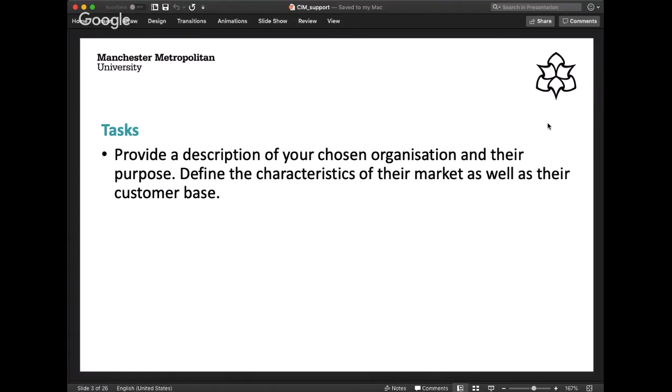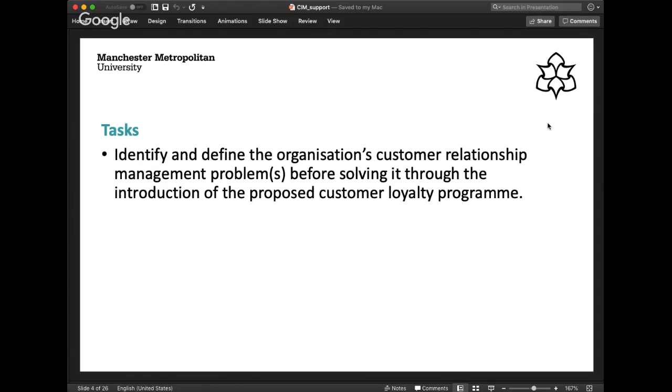That's what your first task will be: to really look at this organisation and think about, what are they currently doing? What is their marketplace? Who are their key competitors? What are their competitors doing? And who is the target audience for this organisation? And go through that in quite a lot of detail.